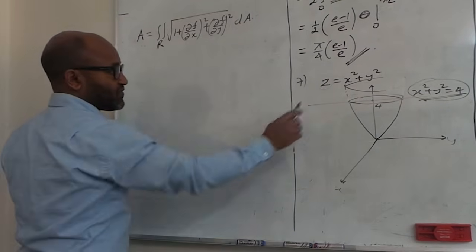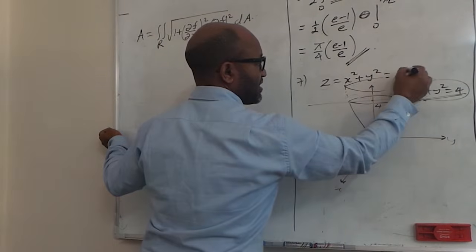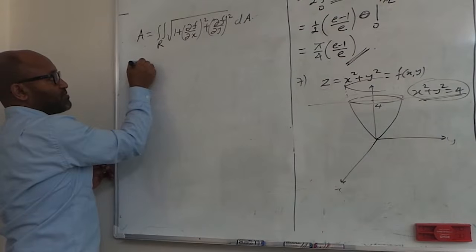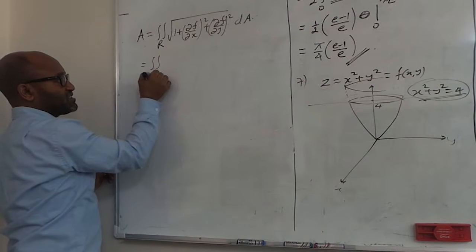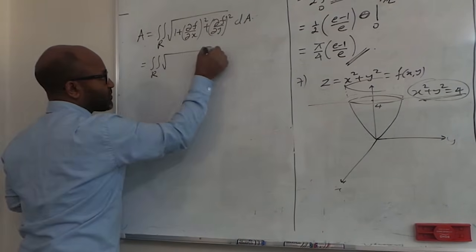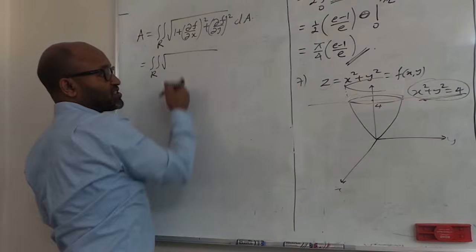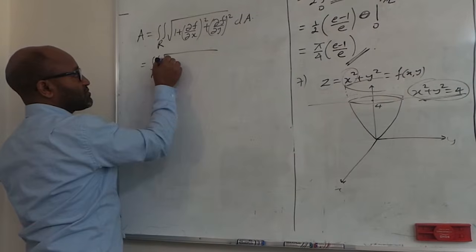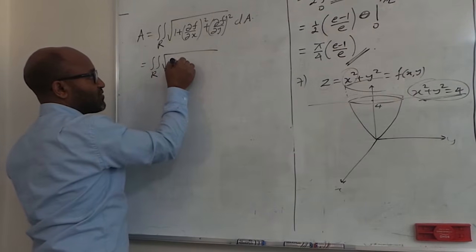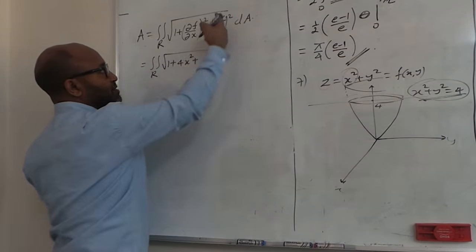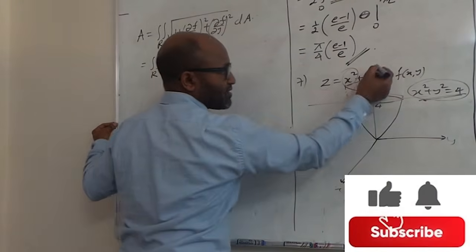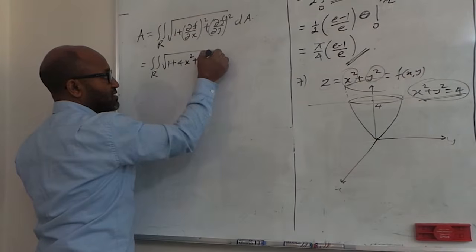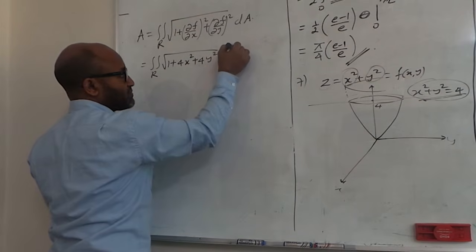So let's say it's a certain function. This is our function f of x comma y. Therefore, its area will be the double integral over the region R of the square root of 1 plus the partial derivative of f with respect to x squared, which in our scenario is 4x squared, plus the partial derivative of f with respect to y squared, 4y squared, dA.